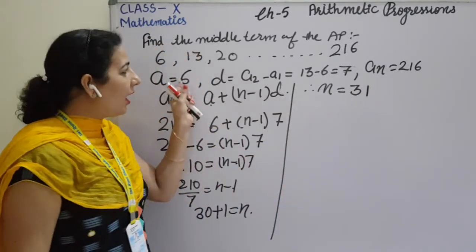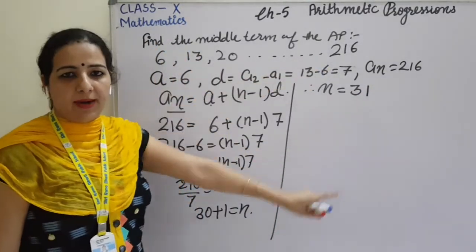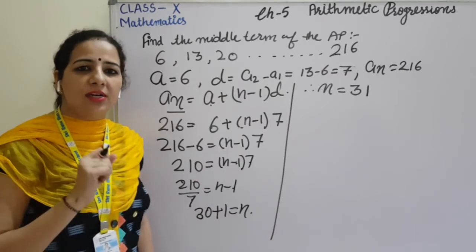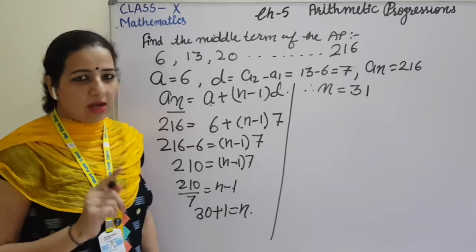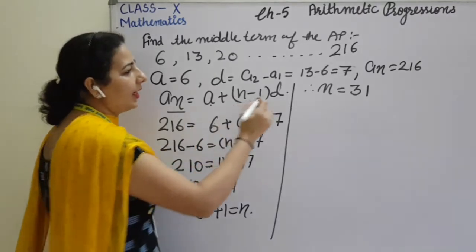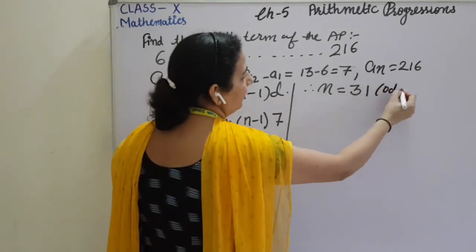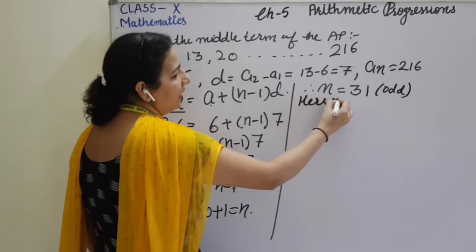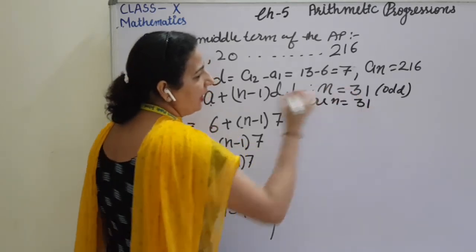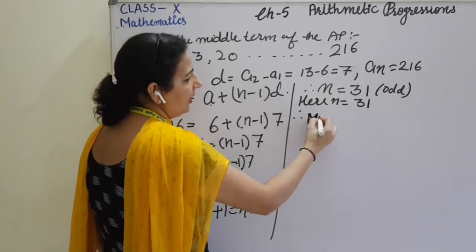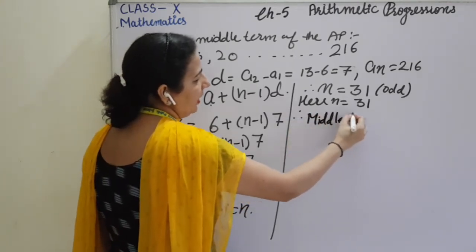So there are 31 terms in number. It means in your class 31 students are there. 31 is an odd number, so one term will be the middle term. And how will we calculate it? First write it down: odd. This is an odd number. Here n is equal to 31, and we all know that 31 is an odd number. Therefore the middle term will be calculated as follows.